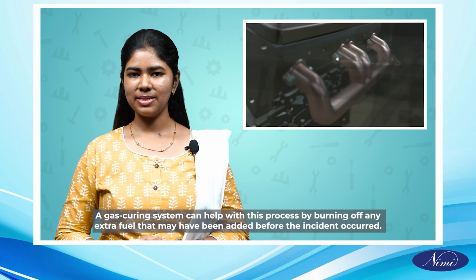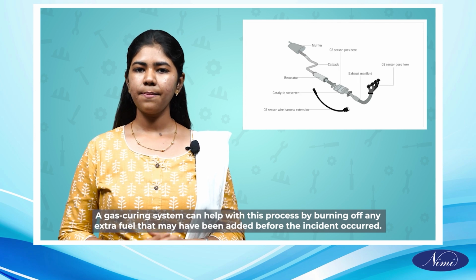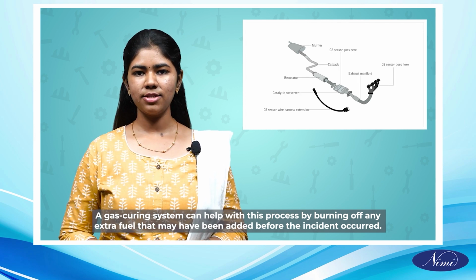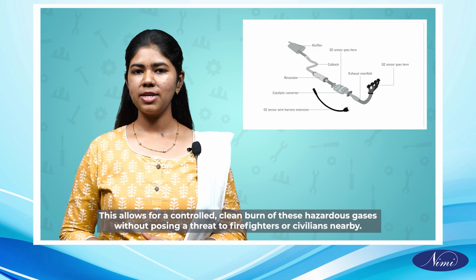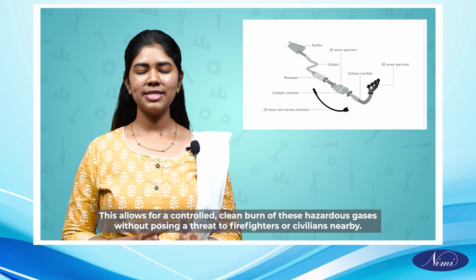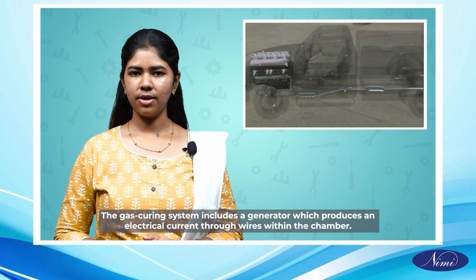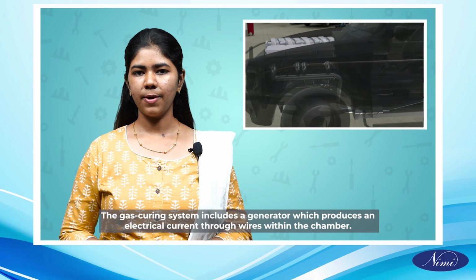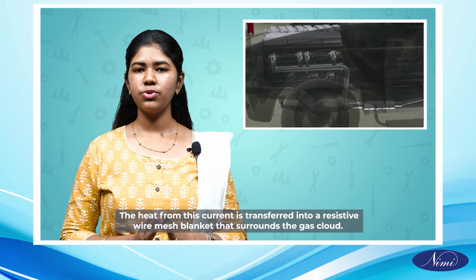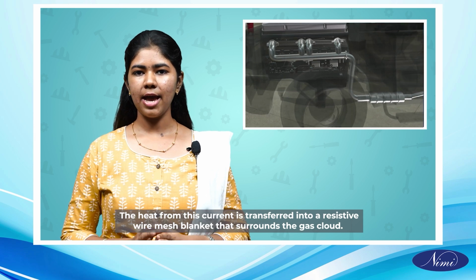A gas curing system can help with this process by burning off any extra fuel that may have been added before the incident occurred. This allows for a controlled, clean burn of these hazardous gases without posing a threat to firefighters or civilians nearby. The gas curing system includes a generator which produces an electrical current through wires within the chamber. The heat from this current is transferred into a resistive wire mesh blanket that surrounds the gas cloud.